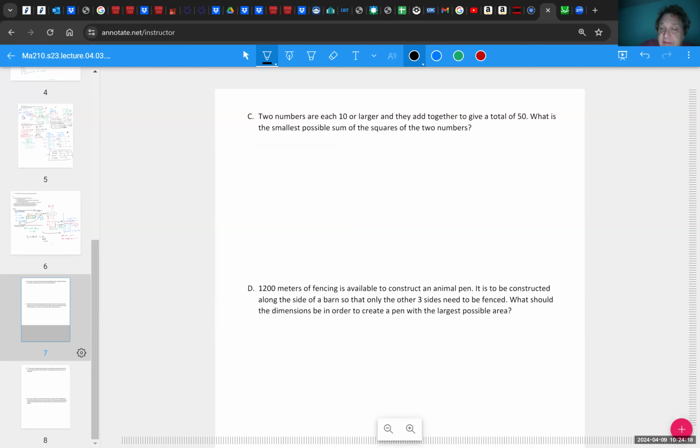Okay, so I have another problem here with numbers. We have 2 numbers, each are 10 or larger, and together they add to give a total of 50. What is the smallest possible sum of the squares of those 2 numbers?